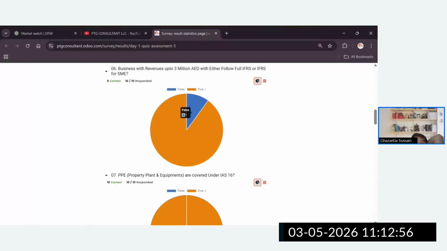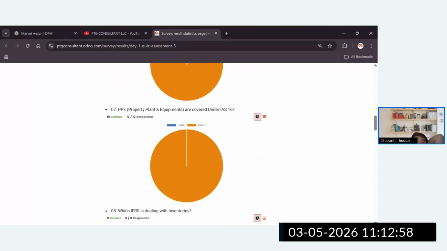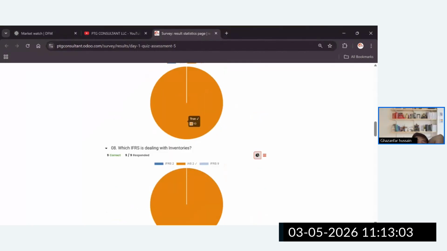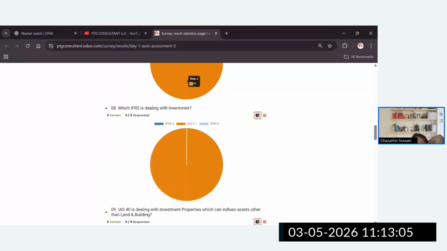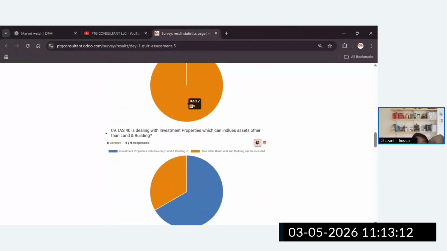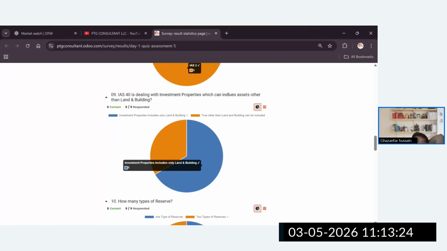Okay, now the next question is property, plant and equipment. Here most have given the correct answer. IAS 16 is dealing with that. Then which IFRS deals with inventory? Most of them gave the correct answer: IAS 2. Then the next question: IAS 40 deals with investment property, which can include assets other than liabilities. Here almost 30%, three people out of nine, gave the correct answer.